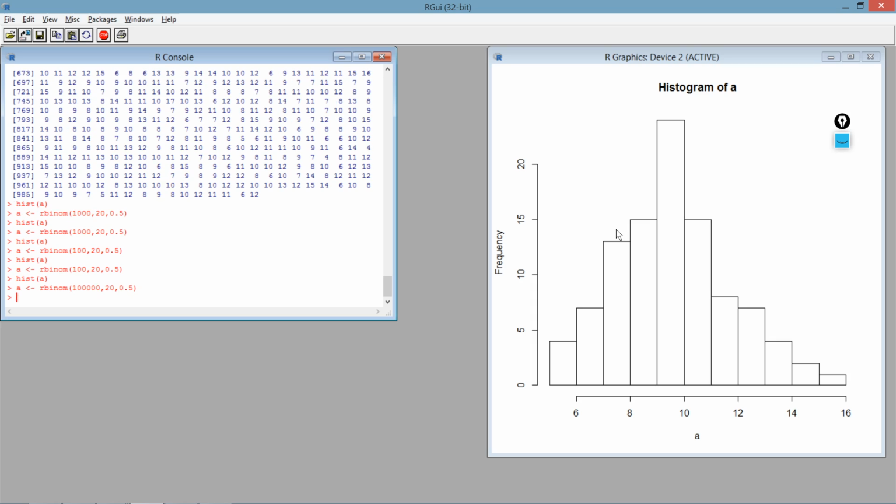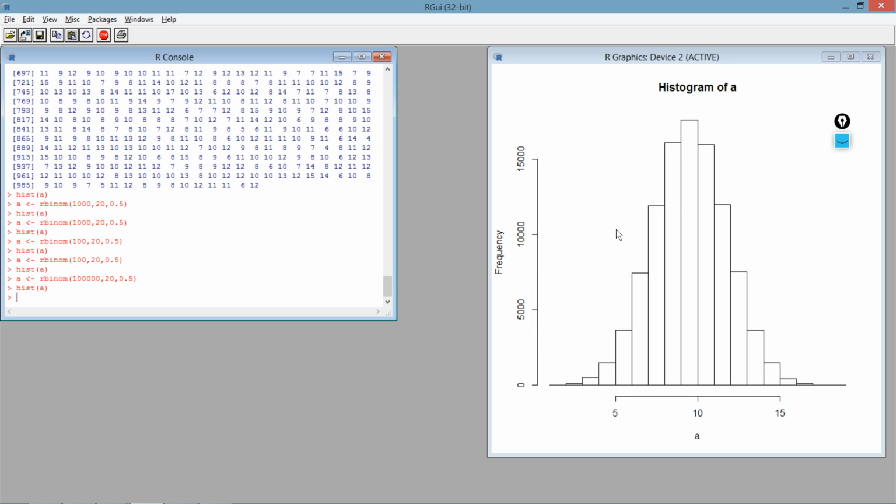100,000 sets of 20. Notice how fast that was? My computer's great. 100,000 sets of 20. If I histogram that, look how smooth this is. And look how even these levels are. Everything looks very even. So the more sets we do, the less randomness there is in our set. Things tend to even out. This is called the central limit theorem, just an FYI.